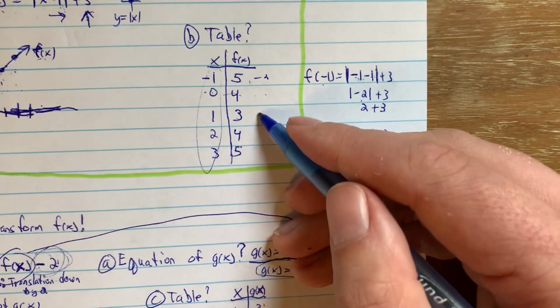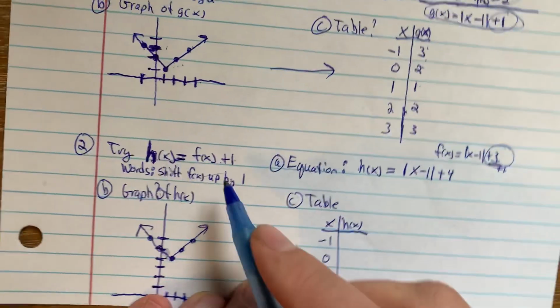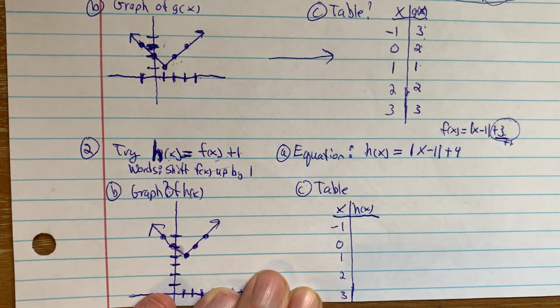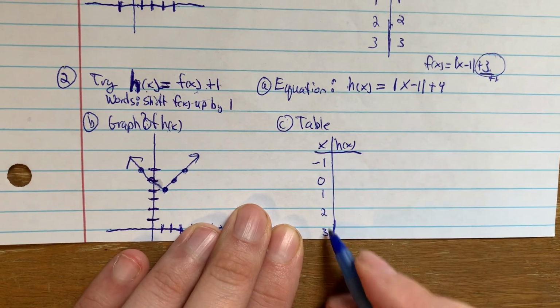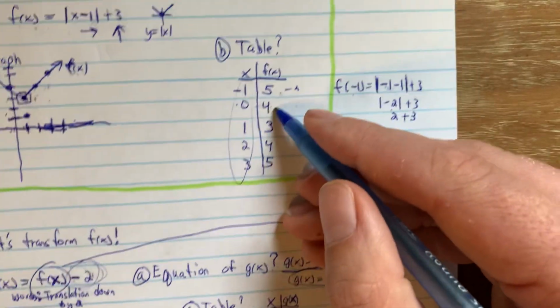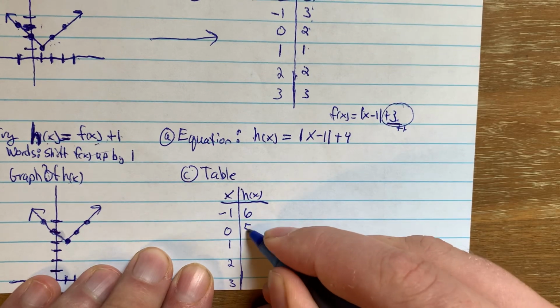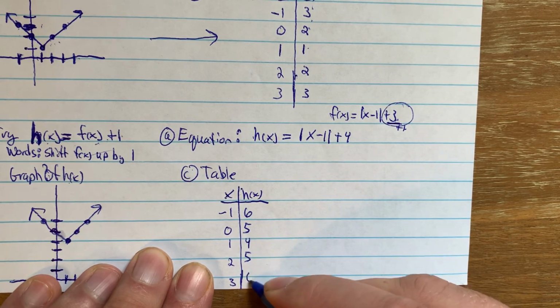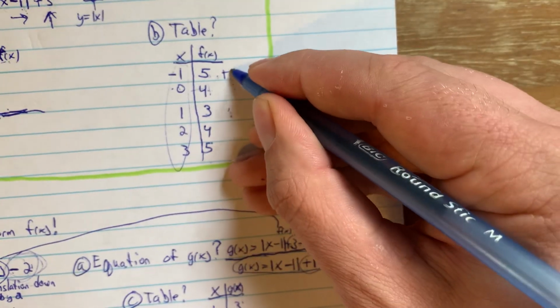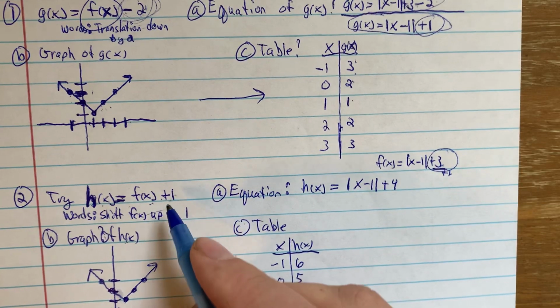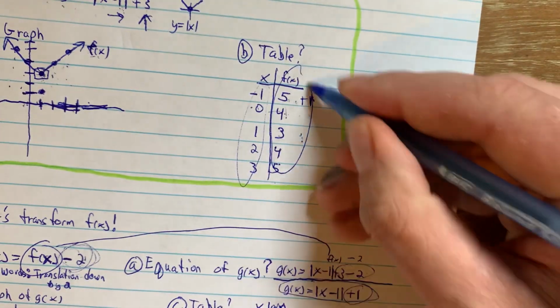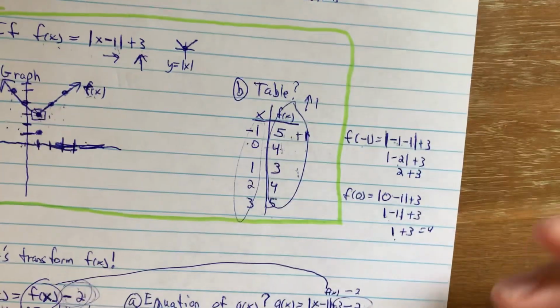How about the table? If this was the original table, and I now have h of x equals f of x plus 1, what's that going to do? The x values are not going to change, and all the y values, I hope you were able to find, are just added by 1. So 6, 5, 4, 5, 6. Each of these y values was just added on by 1, because that's what shifting something up by 1 does. It changes the y values up by 1. Okay.